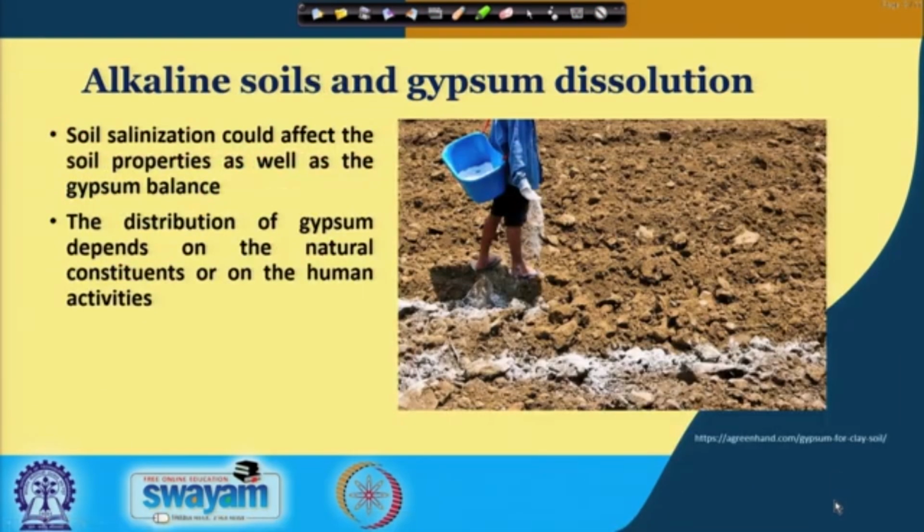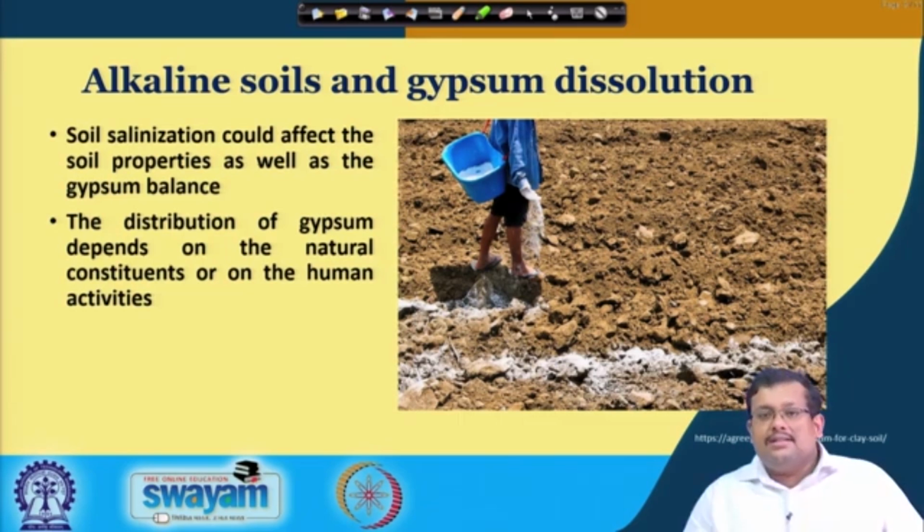Another important thing which we need to discuss is the alkaline soils and gypsum dissolution. Now, you know what alkaline soils are? Alkaline soils are those soils in which the exchange complex is saturated with the sodium ions, and as a result of the saturation of the sodium ions, the soil becomes alkaline in nature. The alkaline soils have high pH, and the alkali soils or alkaline soils are not good for crop production. Why? Because they have unfavorable physical conditions. What are those unfavorable physical conditions?